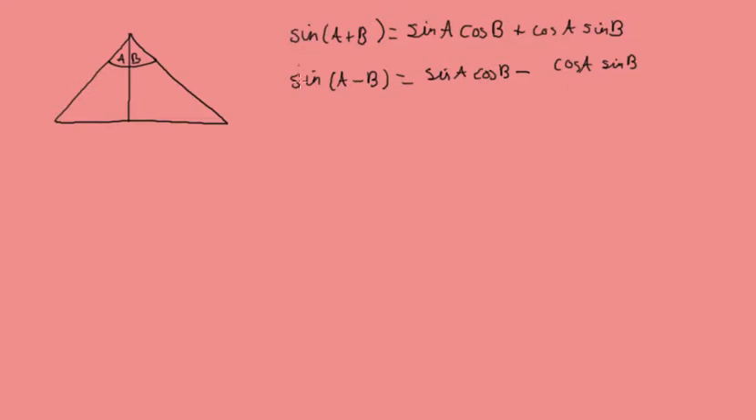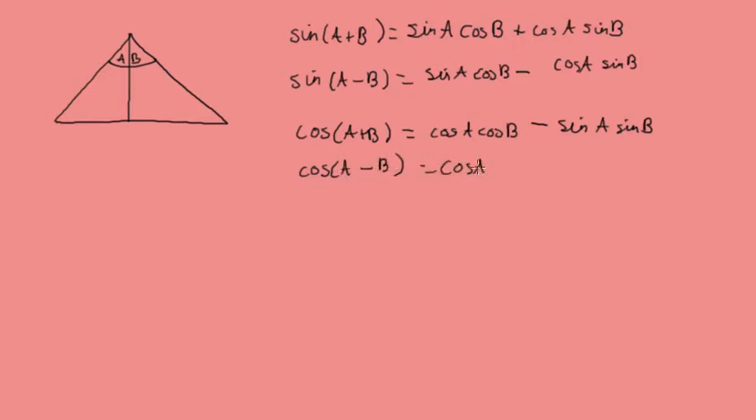These are the ones for sine, and now we've got cosine A plus B is equal to cosine A cosine B minus sine A sine B. Bear in mind that was plus for cosine A plus B, it is now minus here. Then we've got cosine A minus B, cosine A cosine B plus sine A sine B.